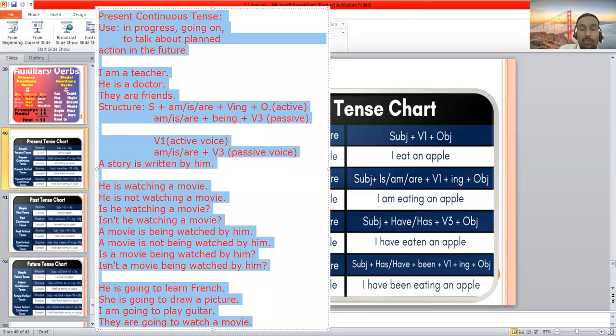Okay, so here we have done 2 tenses. Simple present we finished, present continuous we finished. Now here we are with present perfect tense. So let's try to understand it.